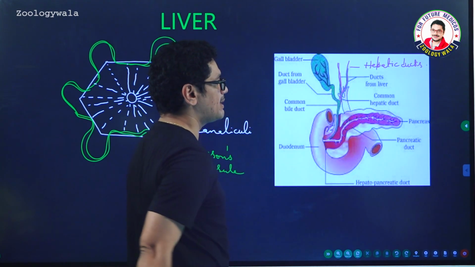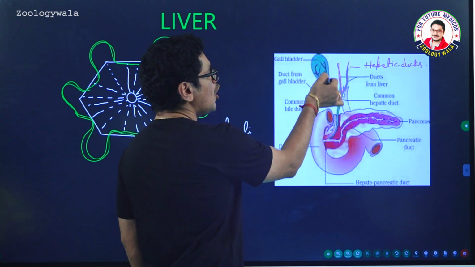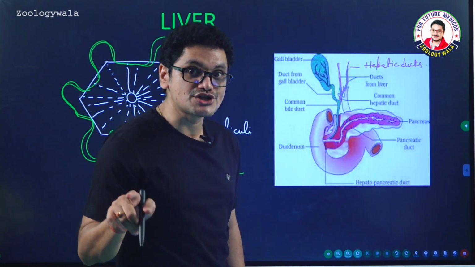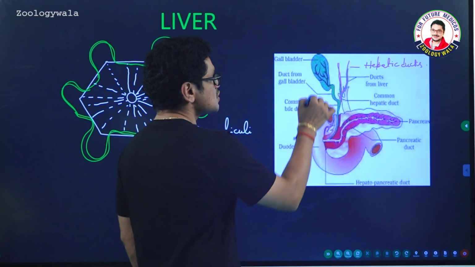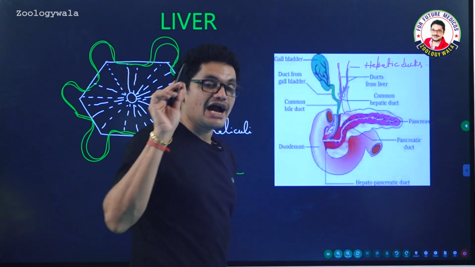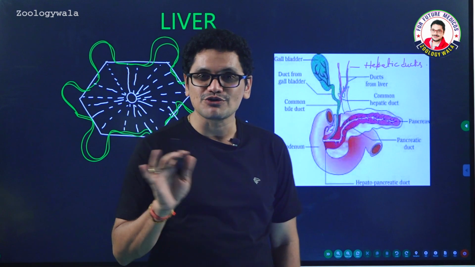You can see the common hepatic duct here, and this is the gallbladder. Previously in my shorts I explained what gallstones are. Please see that video. So the gallbladder can contain a number of stones also, but the function of the gallbladder is not to form the stones.